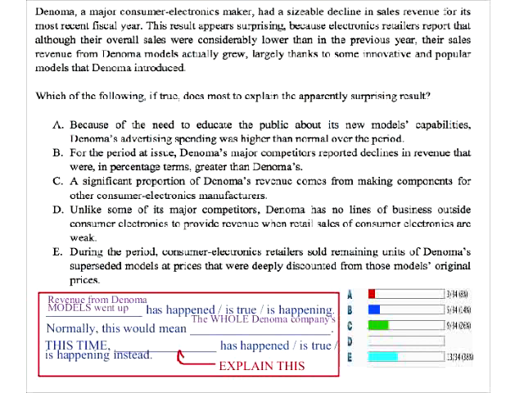That's the wrong blank. Normally, what this would mean is that the Denoma company's sales would go up. If your sales of your model products go up, normally this would mean the whole Denoma company's sales would also increase. However, what is happening this time is that the whole Denoma company's sales decreased instead.